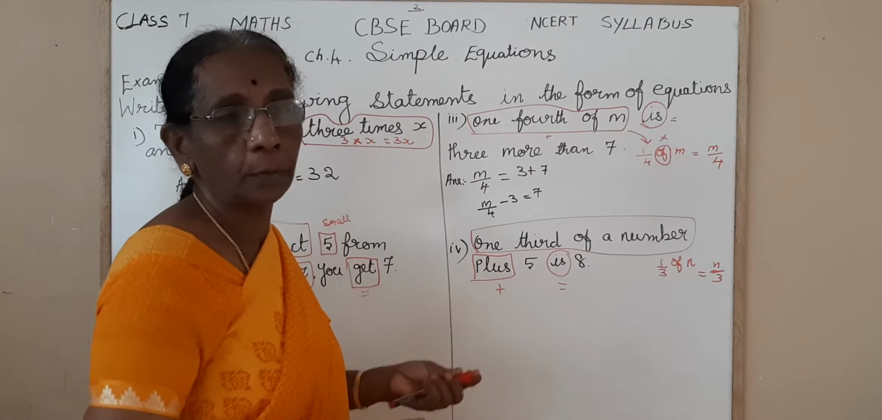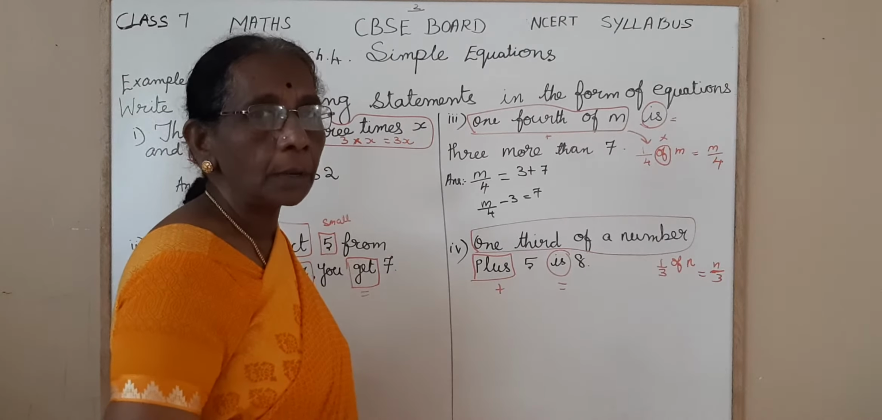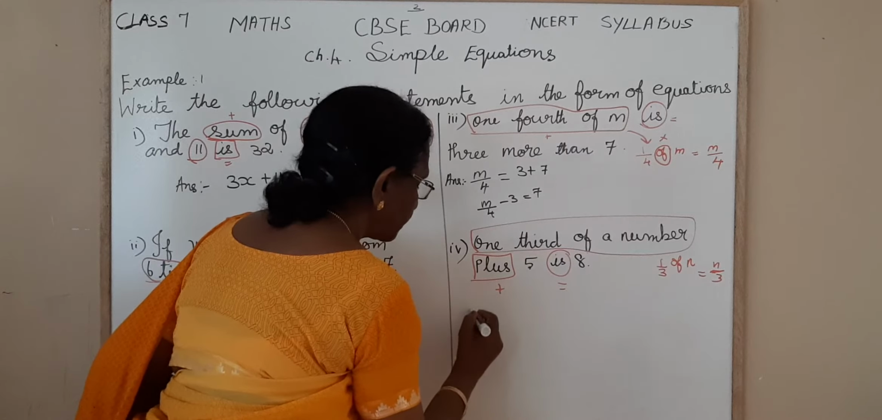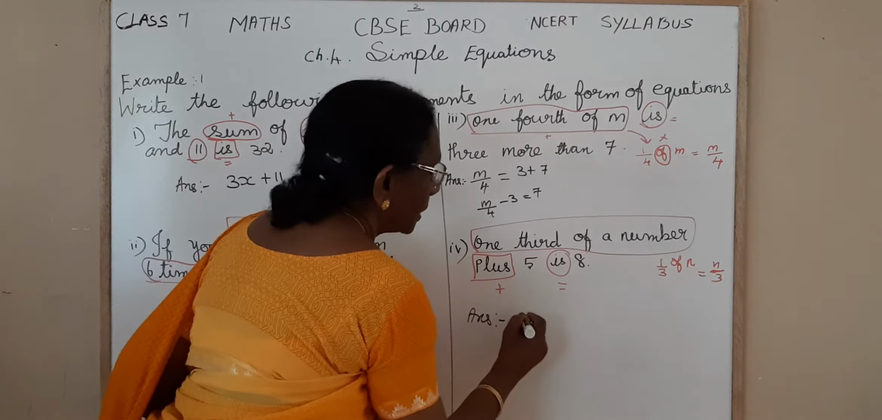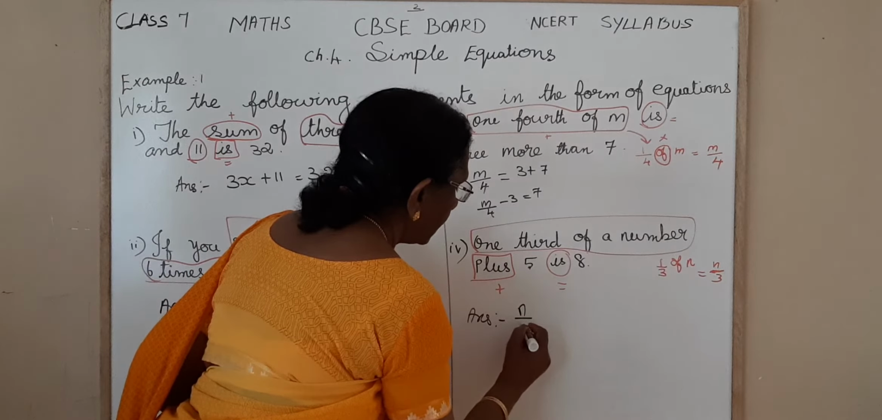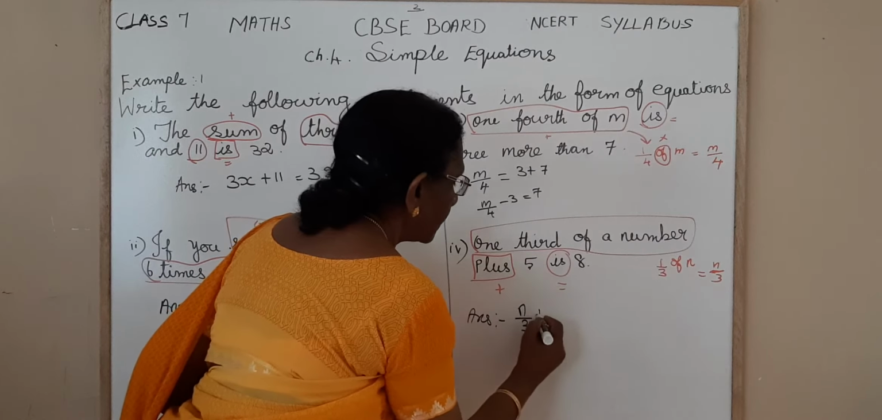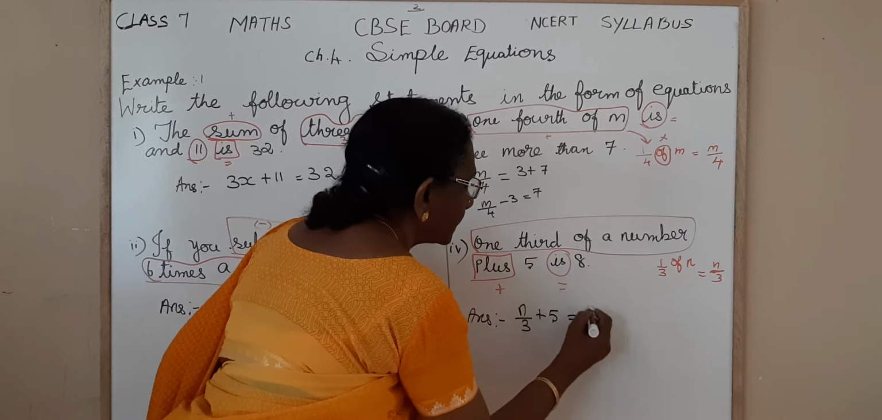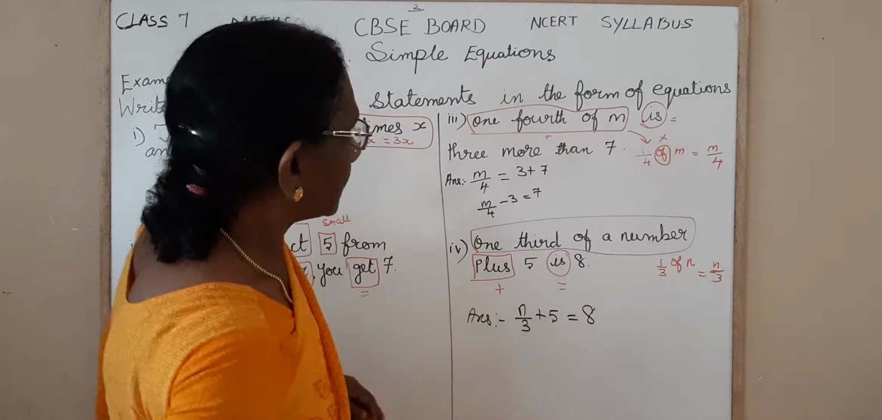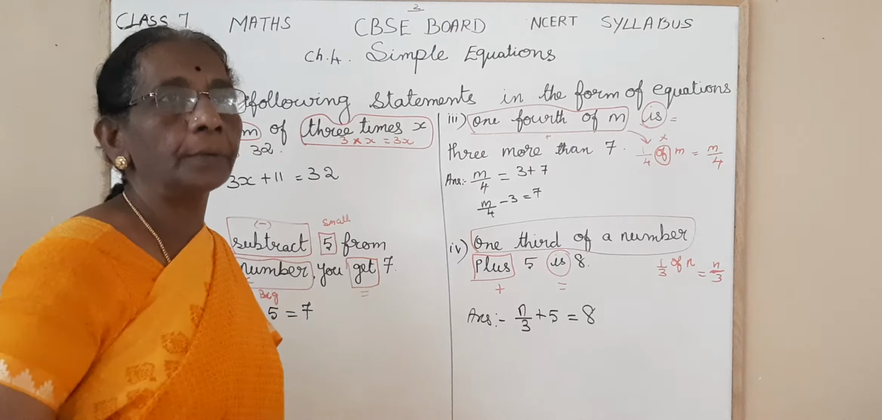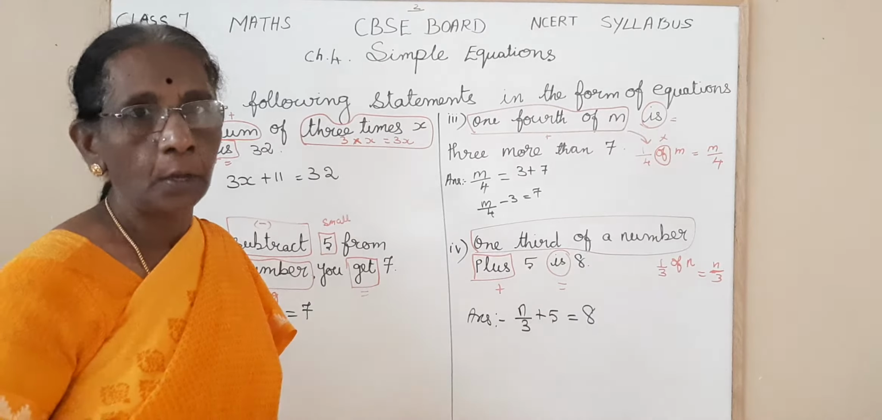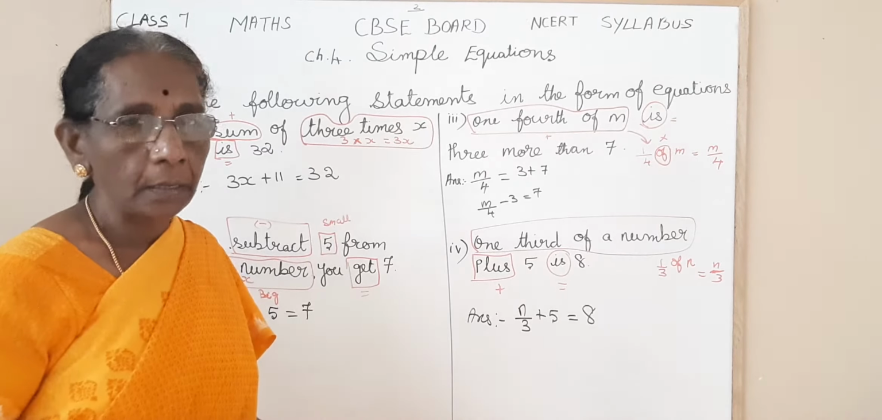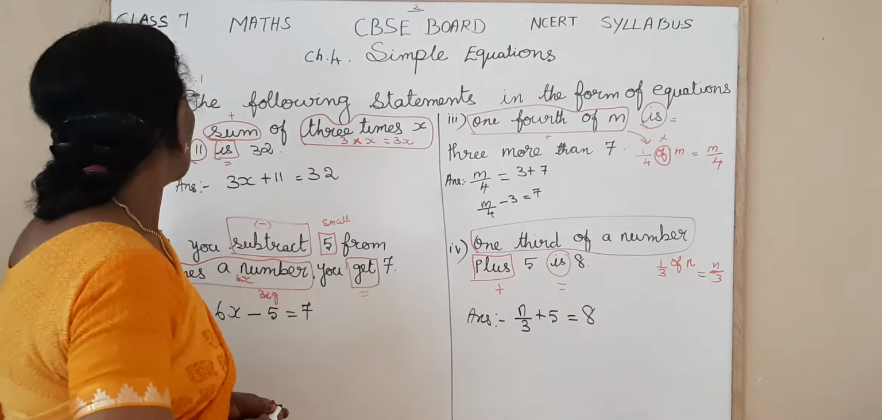Obviously it is known what operation you apply. You apply addition operation. Okay. So 1/3 of a number is n by 3 plus, what are you adding with that? This 5. This means equals 8. Is it clear, children? This is the simple way for writing the simple equations. So you just keep all the corresponding terms in mind. Okay. Now example 2.